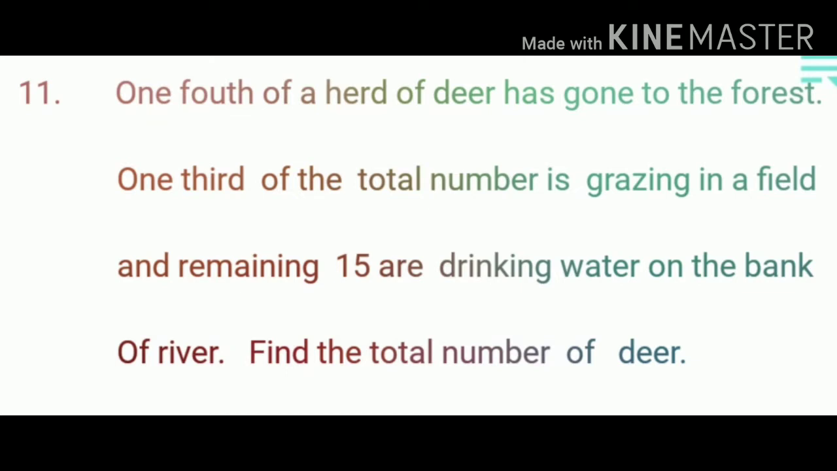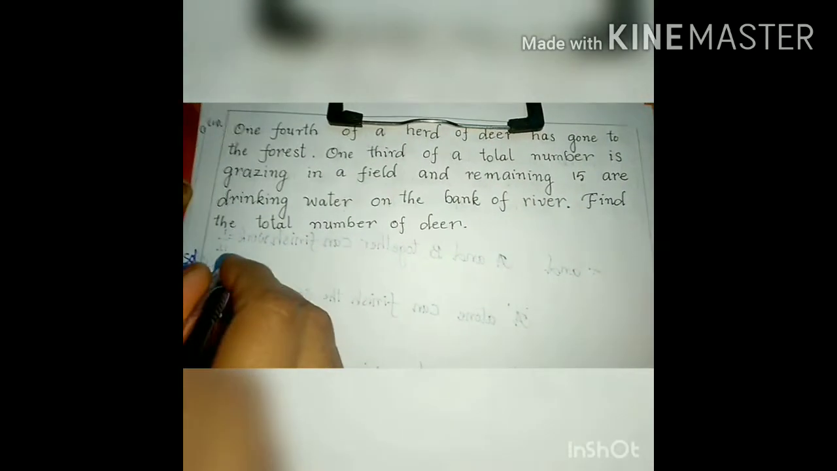One-fourth of a herd of deer has gone to the forest. 1/3 of the total number is grazing in a field. The remaining 15 are drinking water on the bank of a river. Find the total number of deer. Next, 11th question.